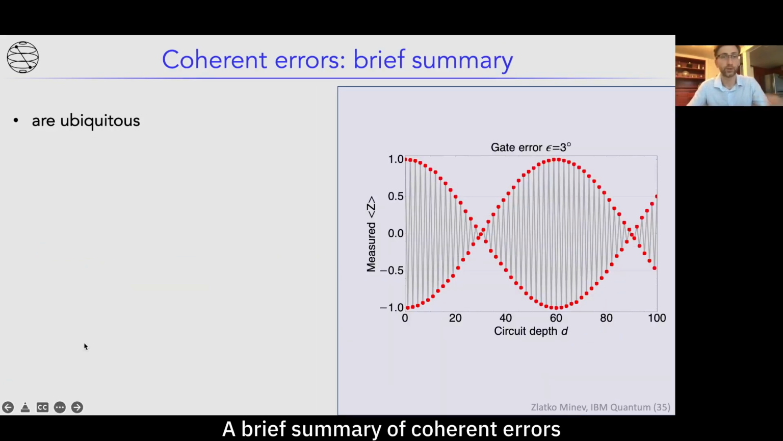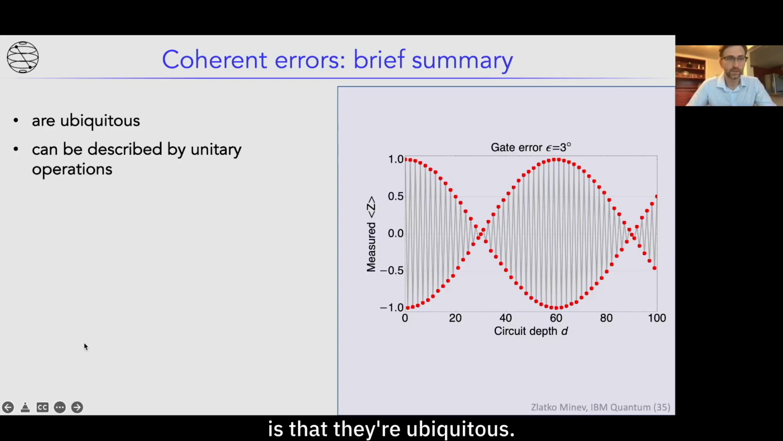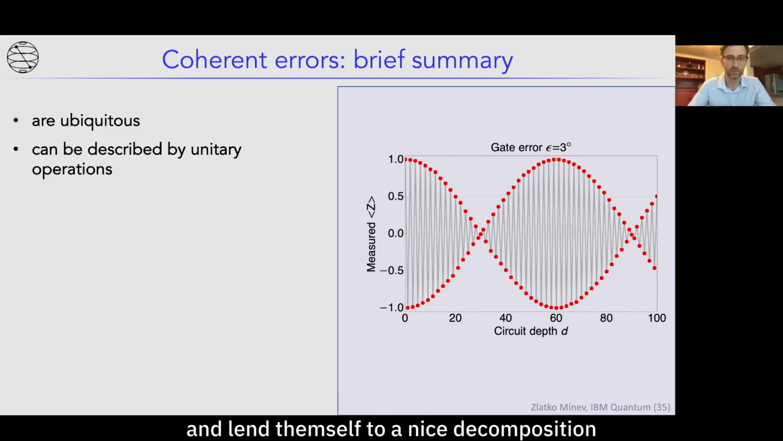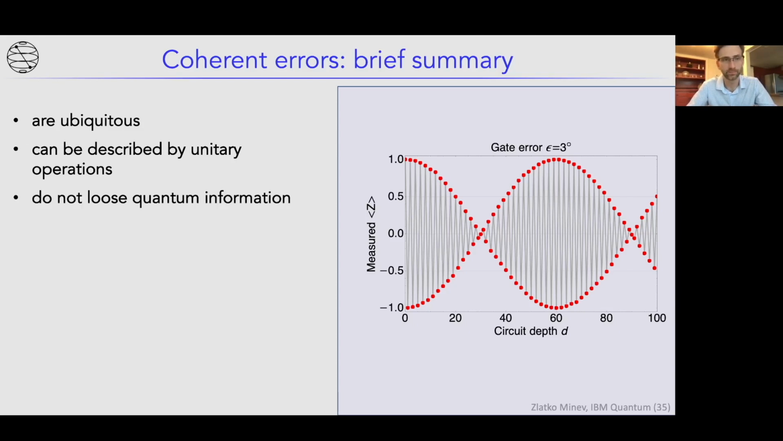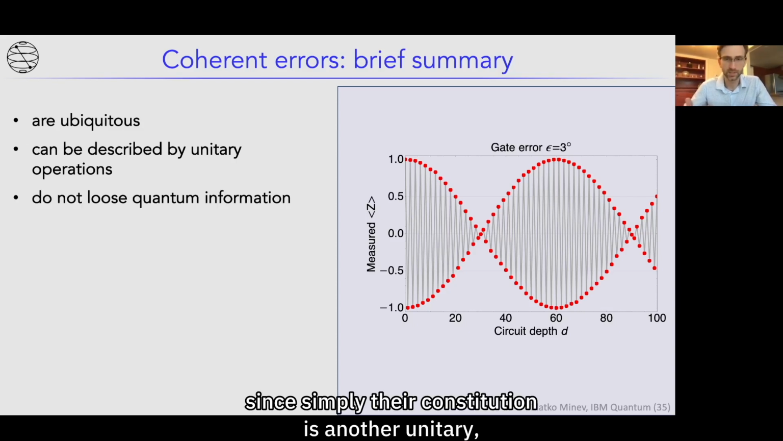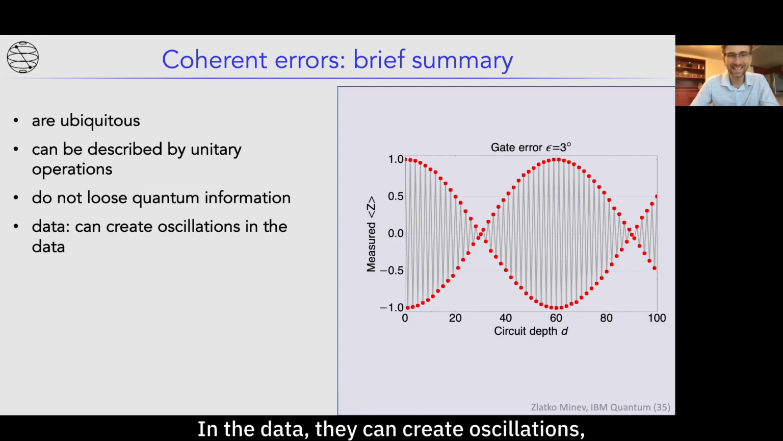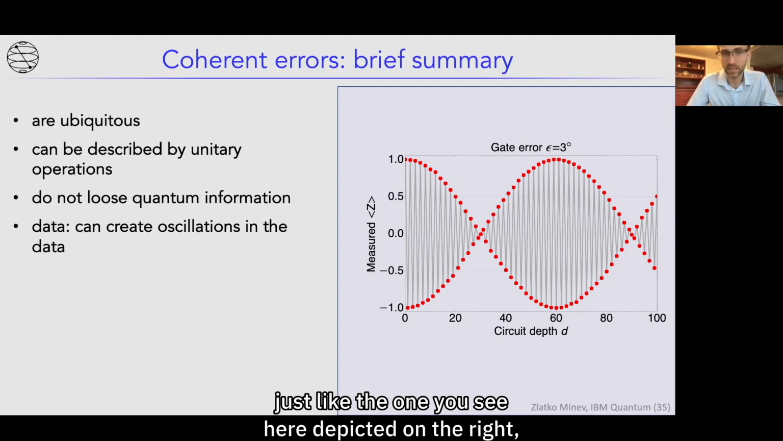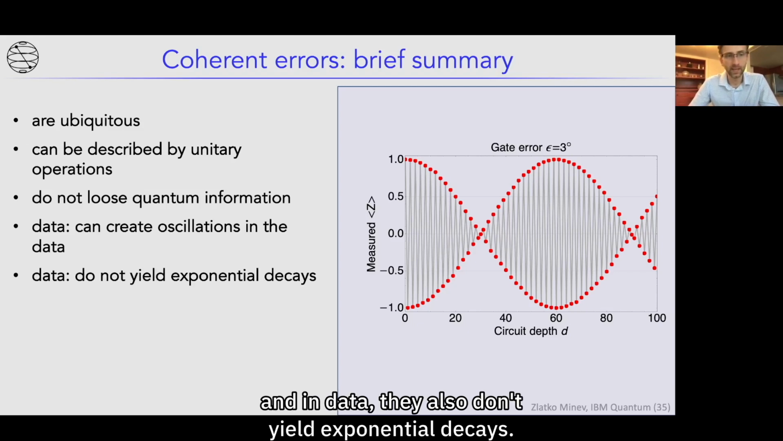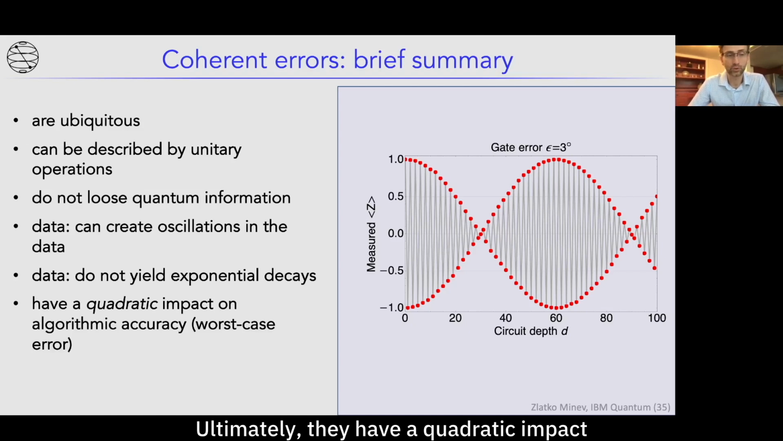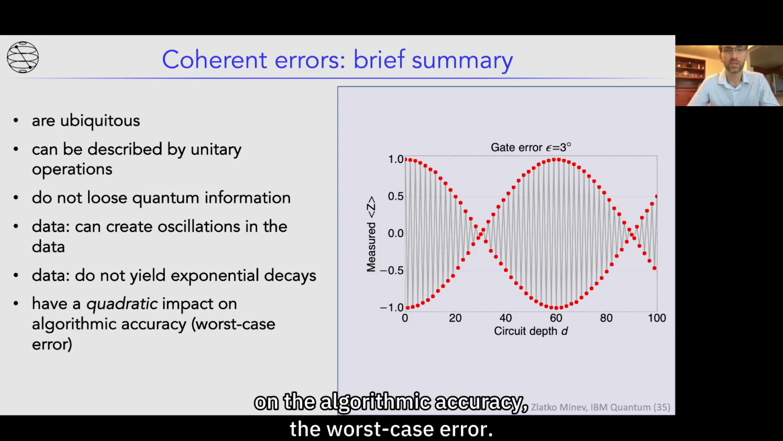A brief summary of coherent errors is that they're ubiquitous. As we saw, they can be described by unitary operations and lend themselves to a nice decomposition in terms of a unitary followed by a unitary. They don't lose quantum information, since their composition is simply another unitary, but they can rotate and skew it and mask it from us. In the data, they can create oscillations, just like the one depicted on the right. And in data, they also don't yield exponential decays. They don't explain a lot of the other noise we see. Ultimately, they have a quadratic impact on the algorithmic accuracy, the worst case error.